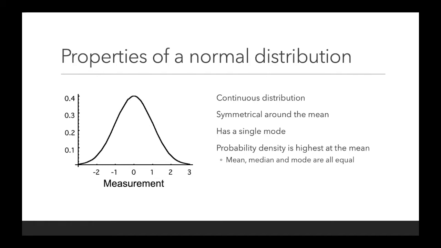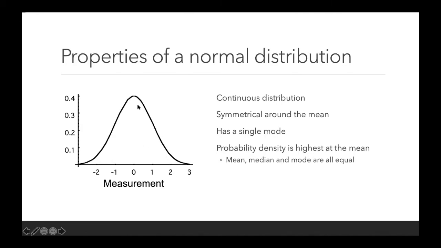The second important property of a normal distribution is that it's symmetrical around the mean. And what I mean by that is that the lower half of the distribution is simply a mirror image of the upper half of the distribution. Or to think of it a different way, the way in which this line declines is exactly identical to the way in which this line declines.